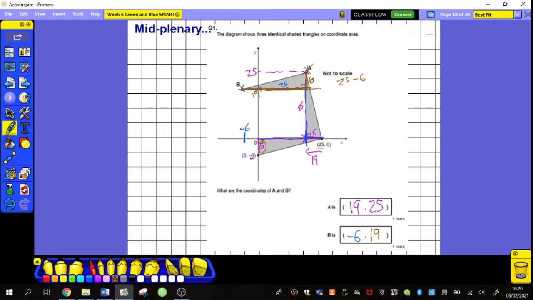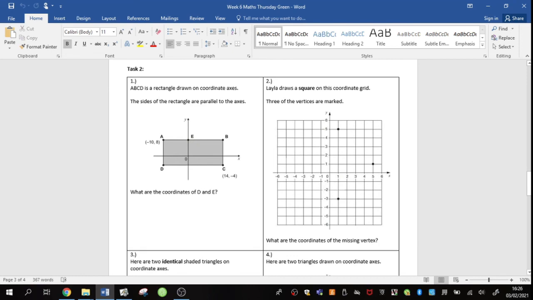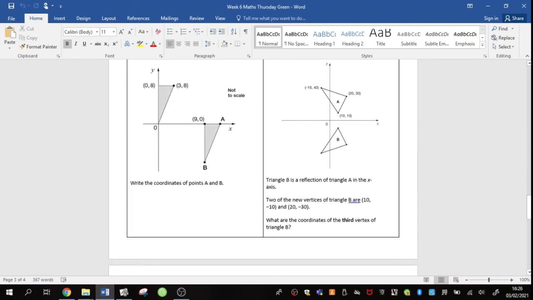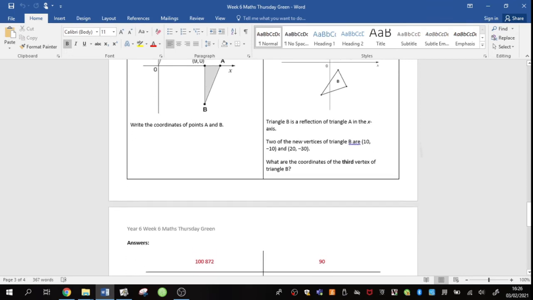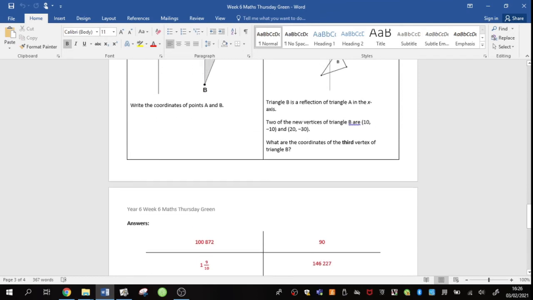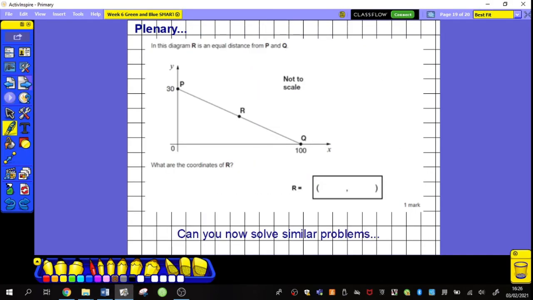What I'd like you to have a go at now, both groups have task 2, which is these problems, looking at shapes and coordinates in all 4 axes. Green group, once you have done that, that's the end of your lesson. Blue group, you'll notice you have a task 3, so you should be the only ones continuing this video now. Your task 3 looks something like this.